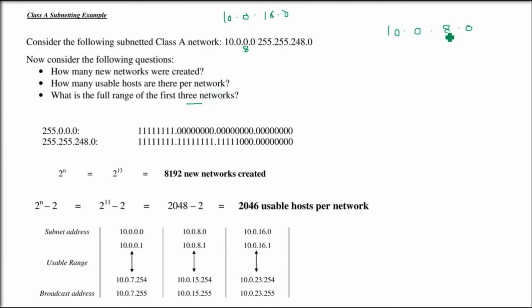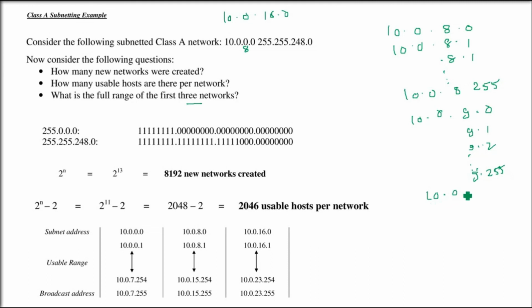Now you understand? This is the third one starting. So let us come to the second one first. This will increase like 10.0.8.1, 8.2, and at one point it's going to be 255 at the last. This will remain as 10.0.8. Now when this 255 becomes 256, 8 will become 9. The next ones are 9.1, 9.2, and this goes on and on. Finally, at one point you have 9.255, again 255 will be 256, and 9 will become 10.